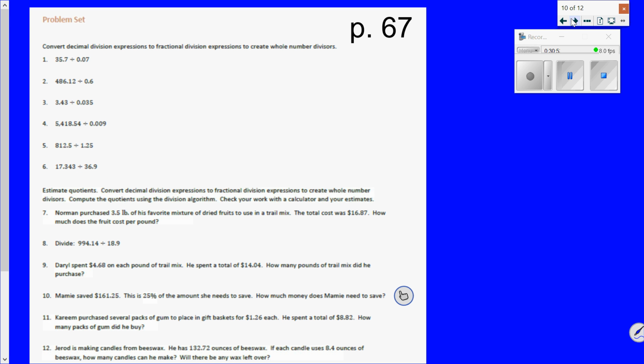Now, on this one, convert decimal division expressions to fractional and create whole number divisors, and we're going to go ahead and make sure to divide. So we want you to solve the first 6. That's why we limited it to 6. The good news is you get to cross all the rest of them off. And if you need to show your work, which you obviously need to with this math, the back of the page is empty. So if you turn the page over, you have that whole next page to show your work.